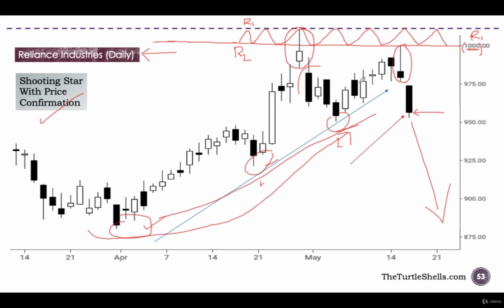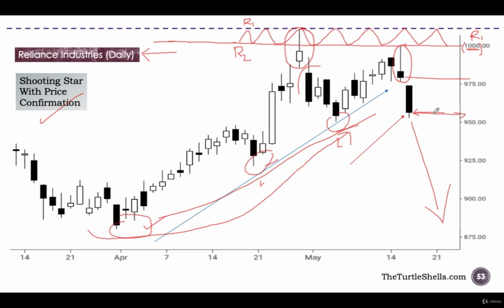So remember this, if there is no prior resistance confirmation, then it makes sense to wait for a price confirmation. So if the next candle closes below the shooting star, that's a price confirmation that our bearish view is correct. But if the shooting star confirms prior resistance, then there is less need to wait for a price confirmation. You can directly take a short position here rather than taking a short position here.